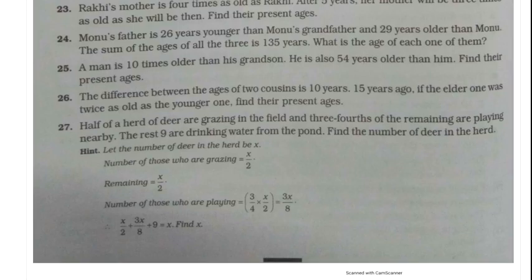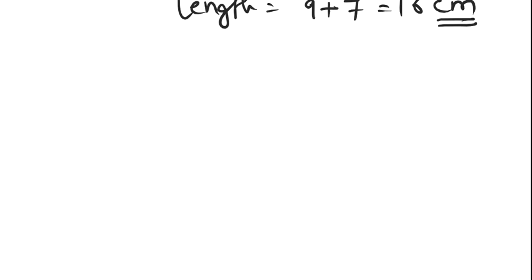Clear? So we will do the next question and the last question of our lecture, question number 25. A man is 10 times older than his grandson. He is also 54 years older than him. Okay. Question number 25.